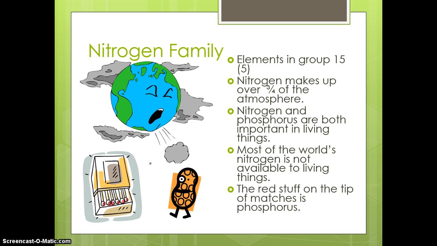The nitrogen family connects very much to the atmosphere. Nitrogen is actually the most abundant gas in the atmosphere. Nitrogen and phosphorus are very important in living molecules. So a lot of our biological molecules include those elements. Interestingly enough, most of the nitrogen in the atmosphere is not available to living things as N2, so we depend on bacteria to be able to transform and modify that to bring it into the different cycles of matter.